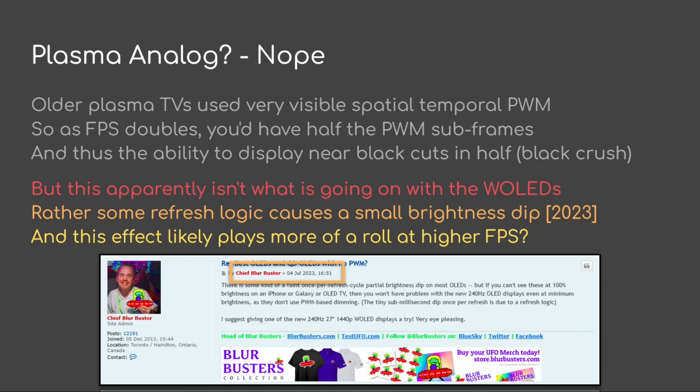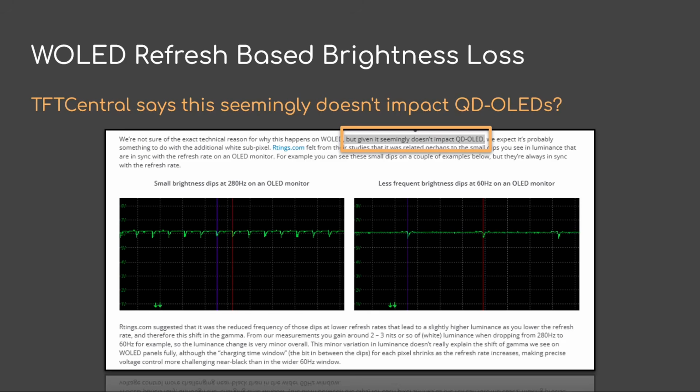You'll notice that Blur Busters himself mentioned in 2023 that there's some kind of faint once per refresh cycle partial brightness dip on most OLEDs. And note, this effect likely plays more of a role at higher FPS. Going back to the TFT Central article, they say this seemingly doesn't impact QD-OLEDs. And they show the brightness dip sync to refresh rate on WOLEDs.